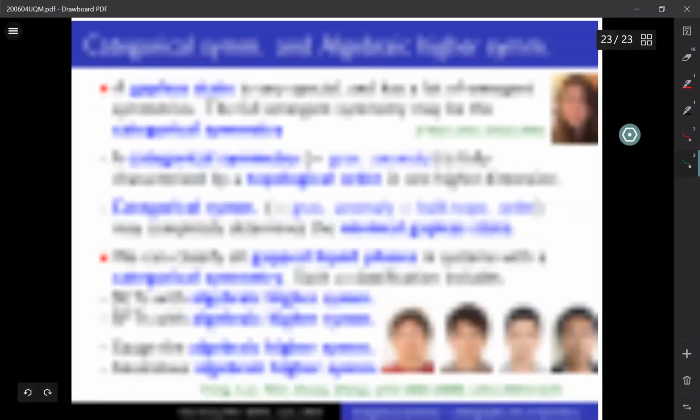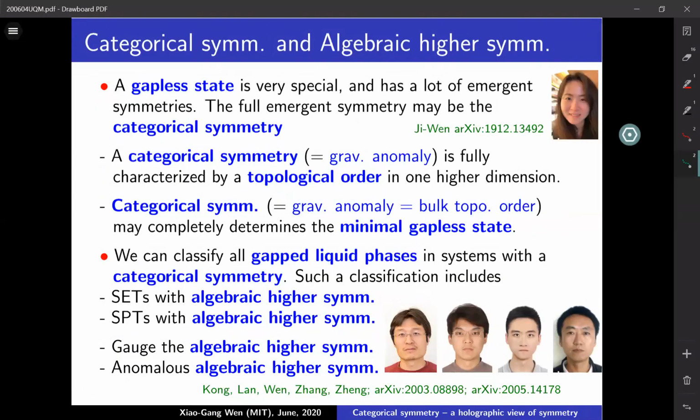I prepared too much. So basically once you have this categorical symmetry, you can classify the gapped liquids, all the different ways to break categorical symmetry. This classification would include the SPT for this algebraic higher symmetry. And we can also find a way to gauge the algebraic higher symmetry, and the anomaly of algebraic symmetry, and all that. There's quite a formalism involved, but the idea is very simple. Once you follow this idea, you can generalize to very high symmetry. Thank you very much.